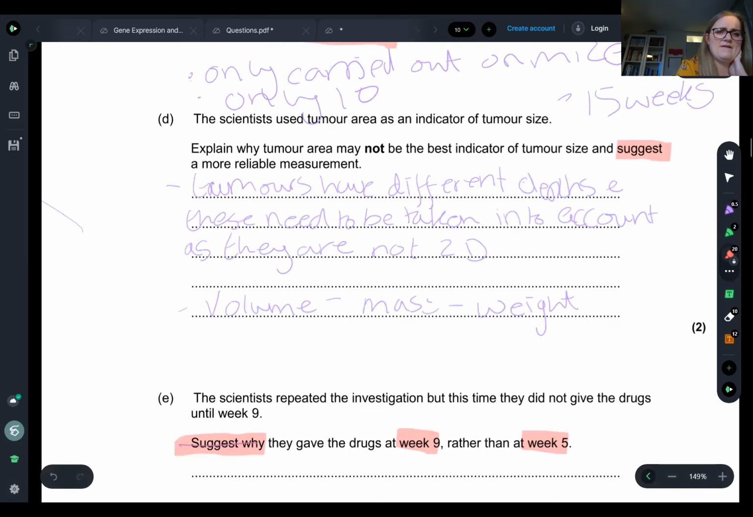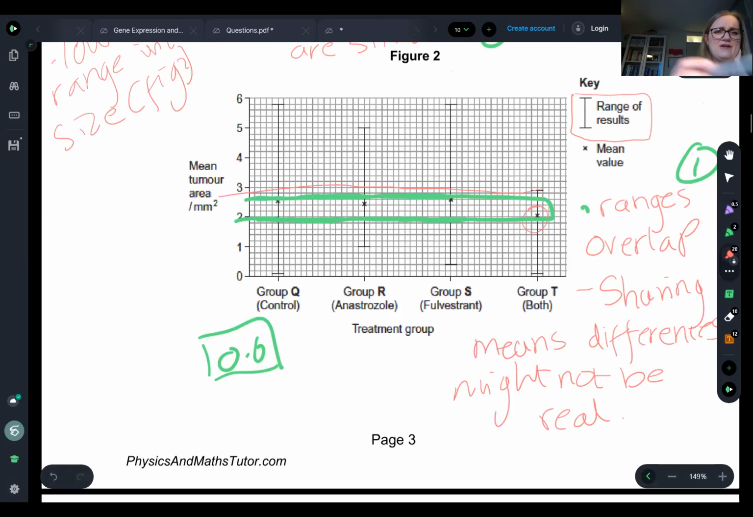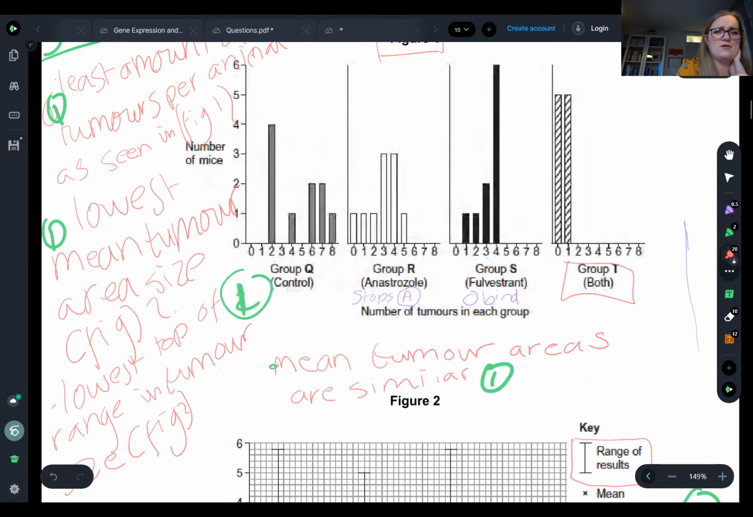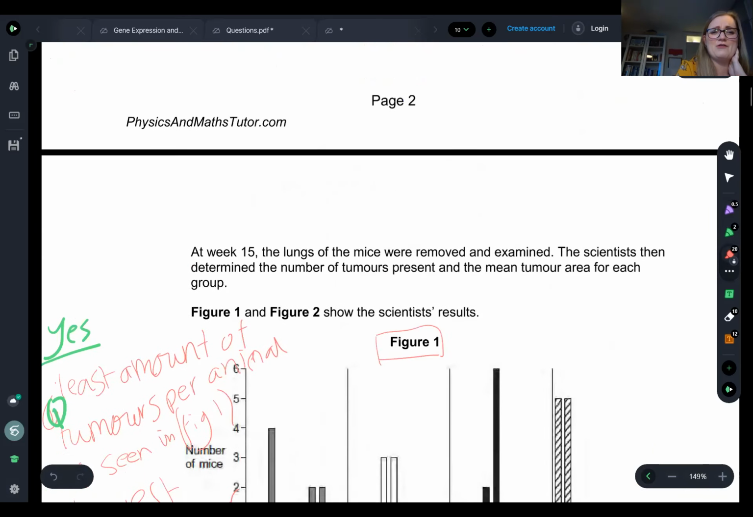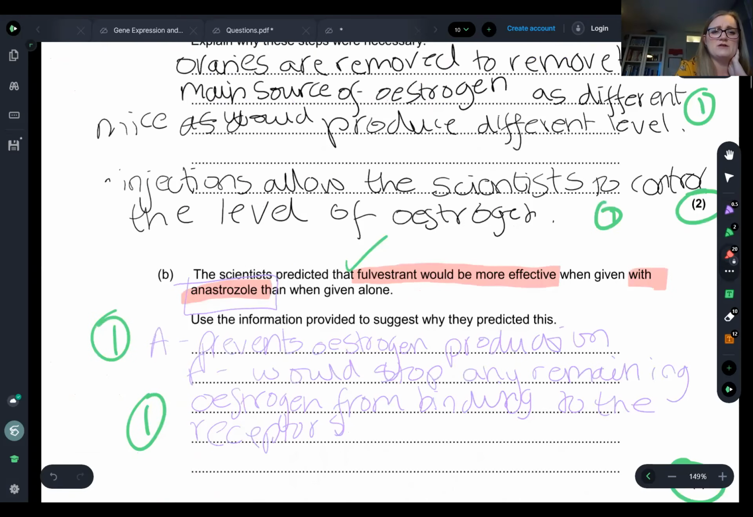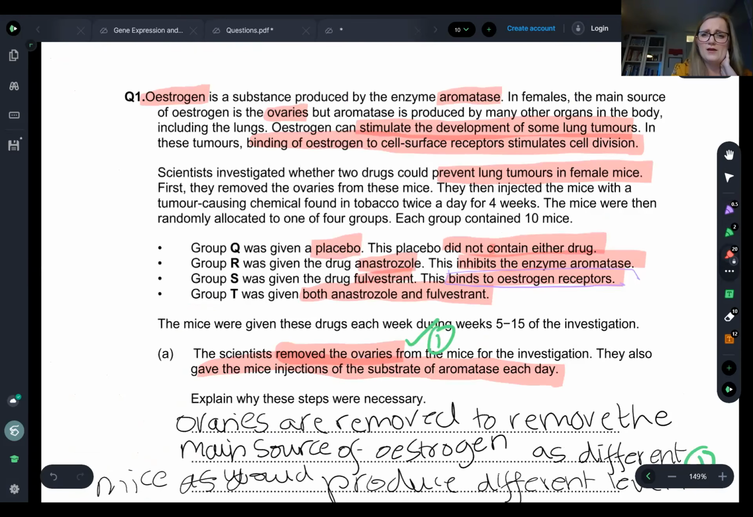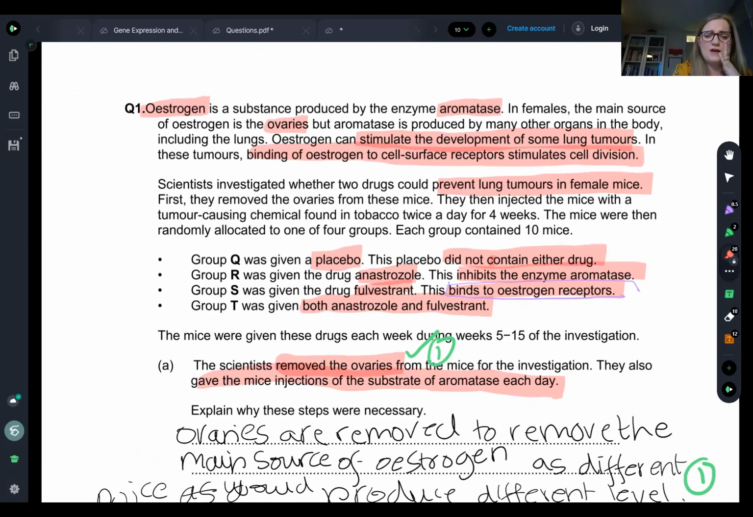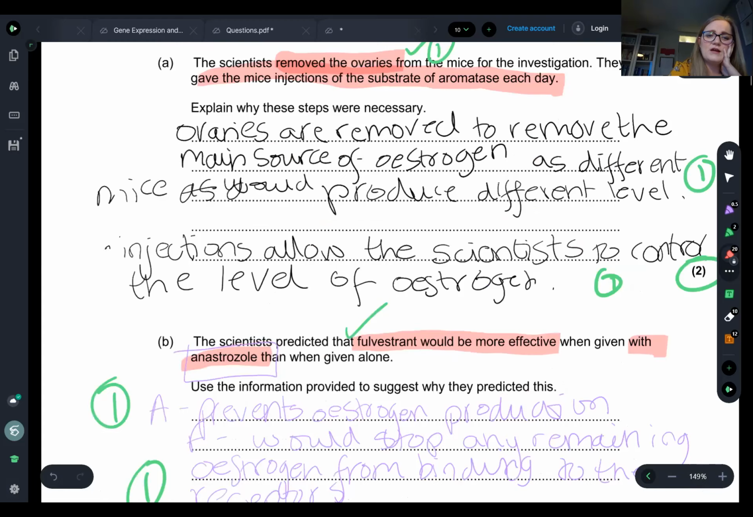So if we go back, and this is something I'd always say in questions like this, you've answered so much you can't really remember probably what's going on, because I can tell you now I can't remember what's going on in the question. Here we go. Scientists investigate whether 2 drugs could prevent tumours in female mice. First, they remove the ovaries, then they inject the mice with a tumour-causing chemical found in tobacco twice a day, and the mice were then randomly allocated, and then they're given the drugs from week 5. So why might we leave it to week 9?